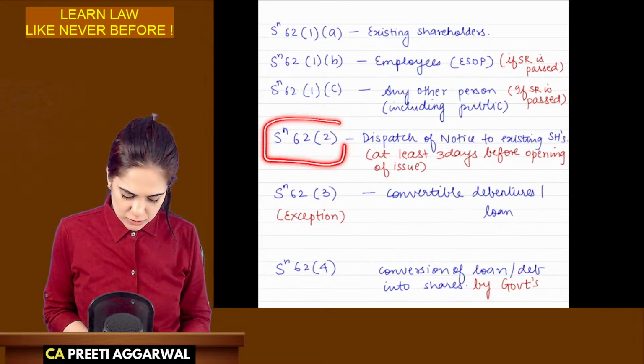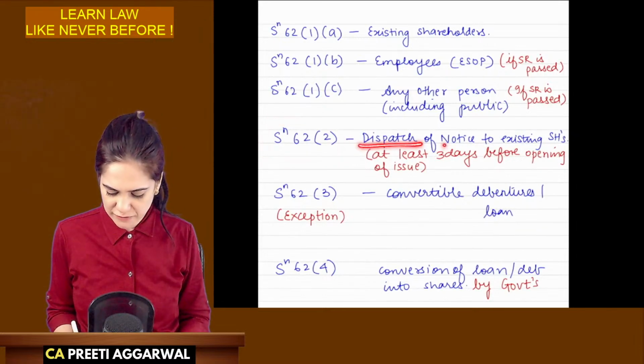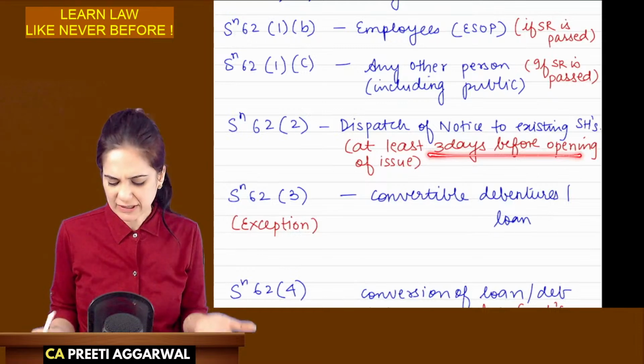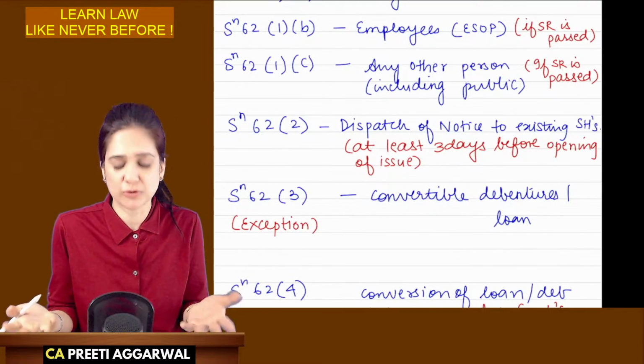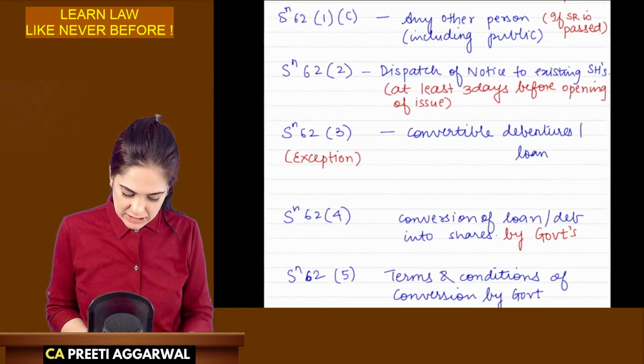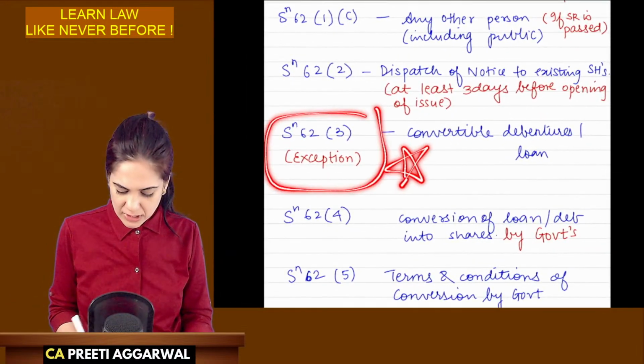Section 62, subsection 2 talks about dispatch of notice to the existing shareholders. At least 3 days notice should be given before the issue that we are planning to come up with further issue of capital. This is very important for exam.